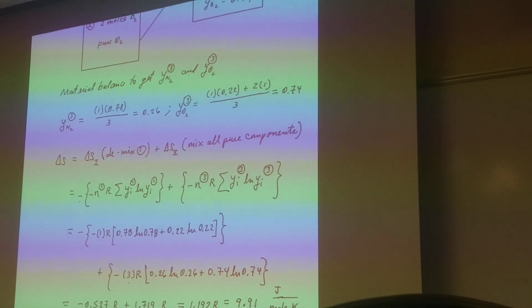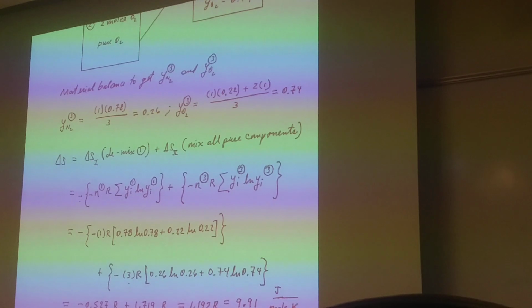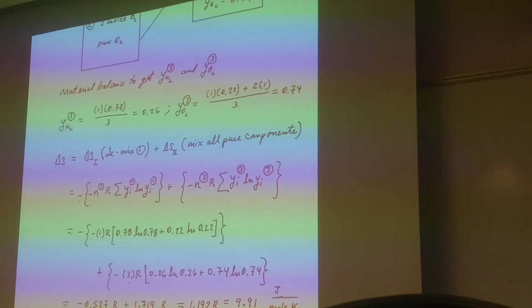And I just plug in once again what I did, and I've got two terms here which add up to 1.192 times R, and if I stick in R in terms of joules, then I end up with 9.91 joules per mole K as my final answer for the entropy change of carrying out this mixing process. Any question about this? Your first homework problem on the set that's just being handed out, hope you all get one, is going to be like this.